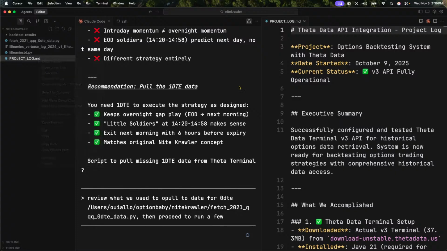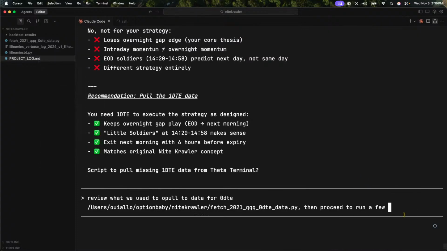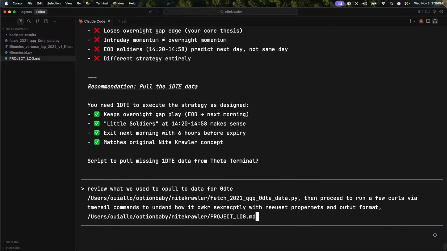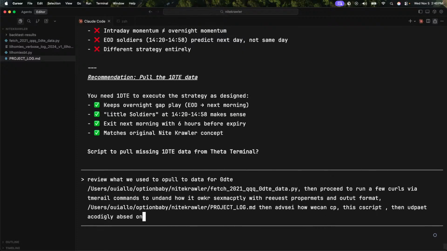Maybe I'll just come back on tonight and finish this with y'all later on. Then proceed to run a few curls via terminal command to understand how it works exactly, with request parameters and output format. Then advise how we can copy this script, then update accordingly based on what we need done.